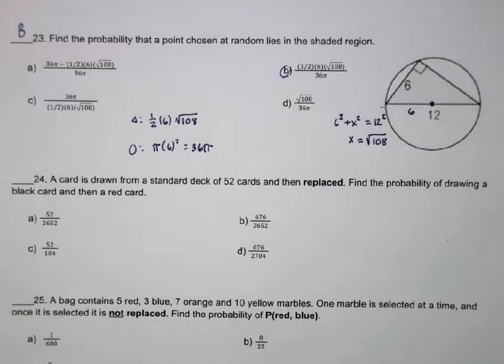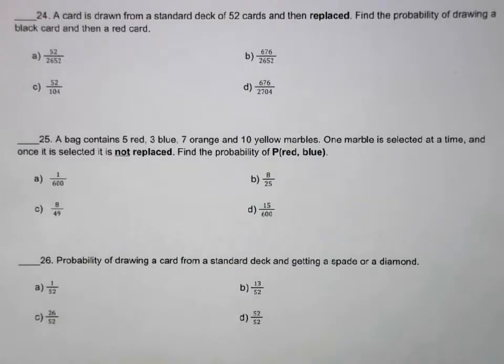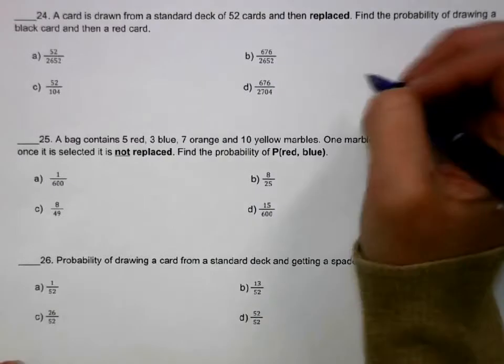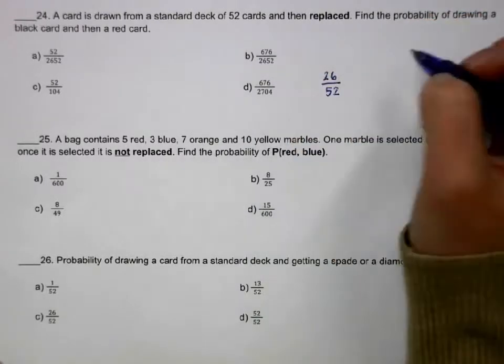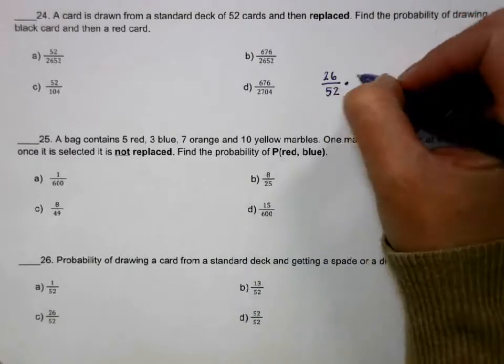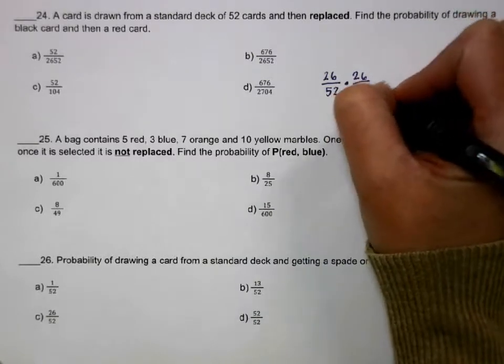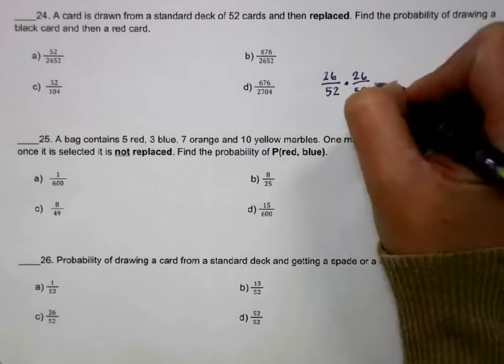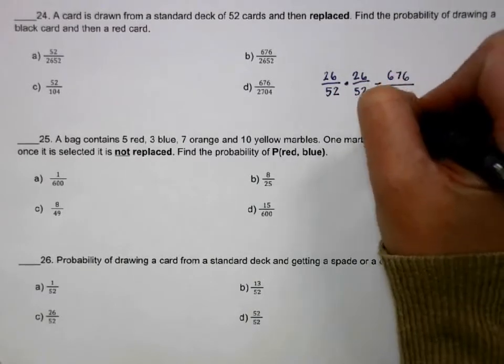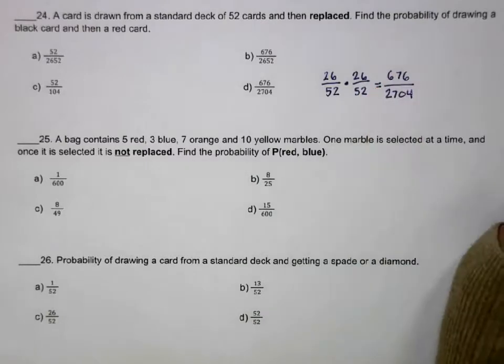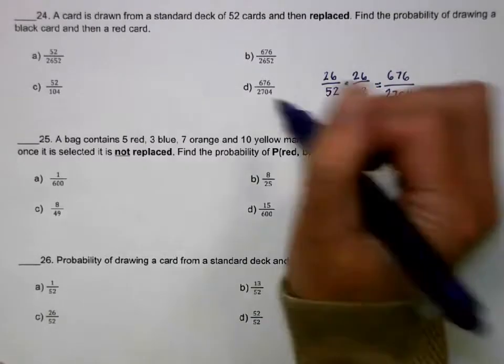Okay, 24 here. A card is drawn from a standard deck of 52 cards and then replaced. Find the probability of a black card and then a red card. Well, there are 26 out of 52 black cards. We're going to replace it, which gives us 26 out of 52 red cards. When you multiply these together, okay, this is what we get for D as our answer.